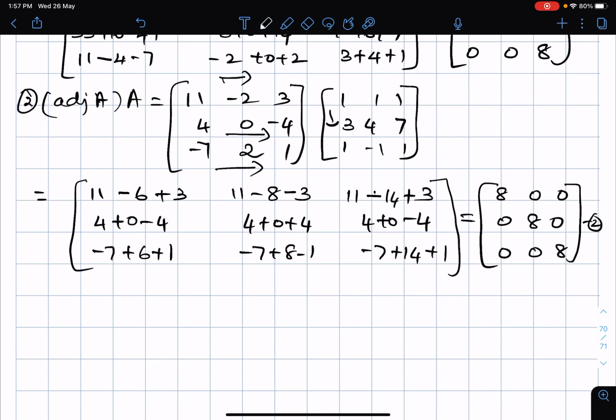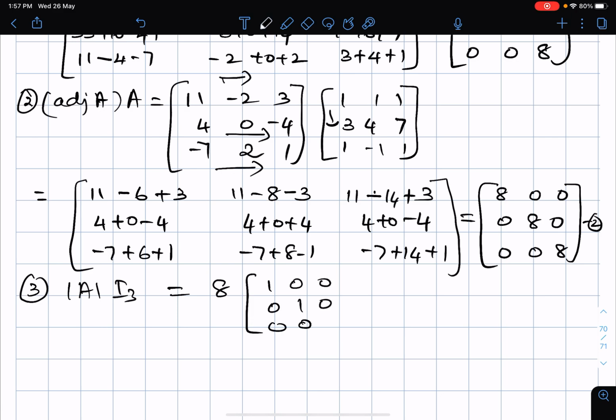What is our third part? Third part is determinant A into I3. Our determinant A is 8. Our I3 is 1, 0, 0, 0, 1, 0, 0, 0, 1. So when you multiply by 8, you will get 8, 0, 0, 0, 8, 0, 0, 0, 8. So this is going to be 3.